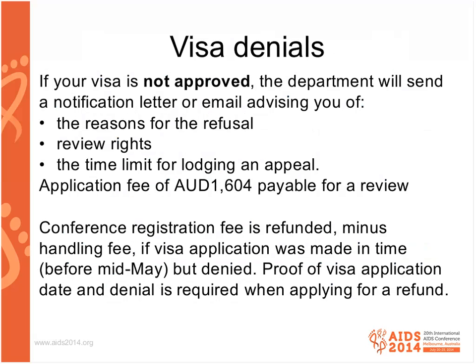Now, unfortunately, we know that not everyone will get a visa to attend the conference. And we just wanted to explain what happens if your visa is denied. So, firstly, you will be sent a notification letter or email which will advise you of three things. The reason for the refusal, so it might say does not meet character requirements, or there is doubt that this person will return to their country of residence. It will explain the review rights and the time limit for lodging an appeal.